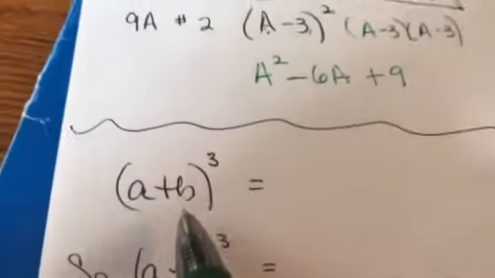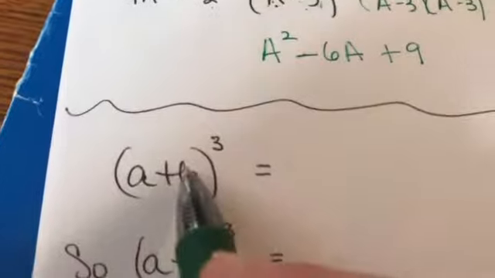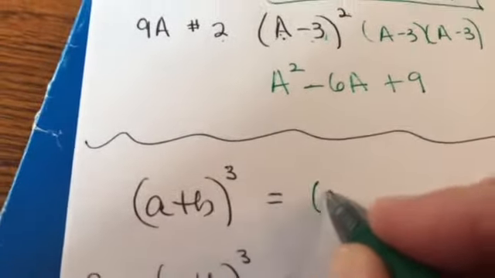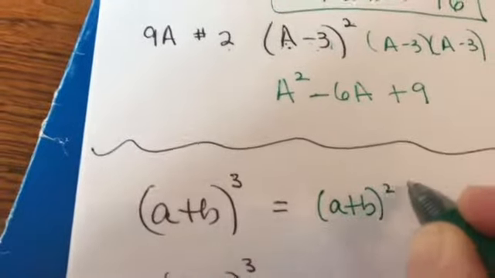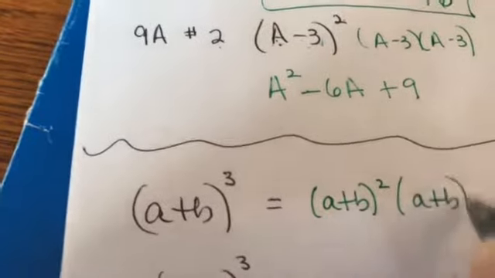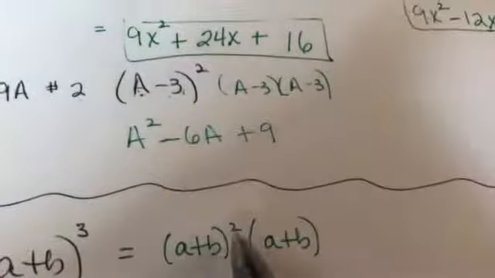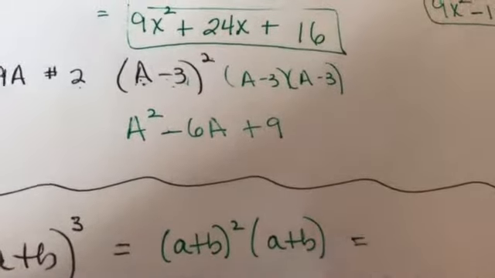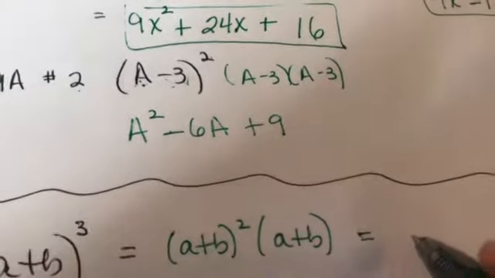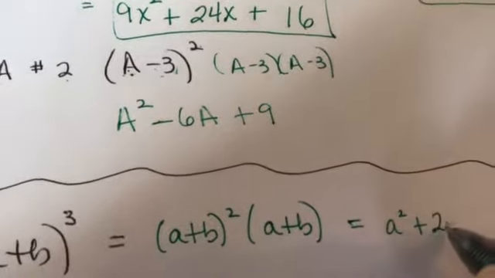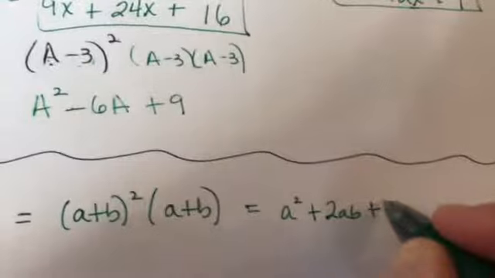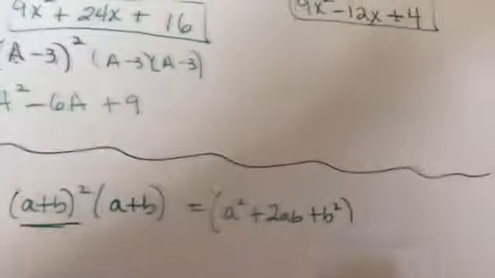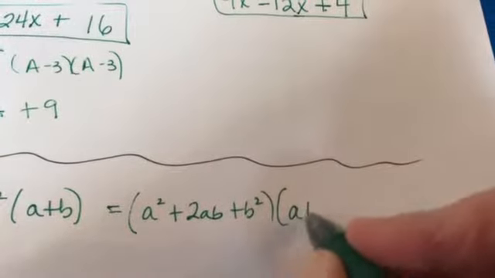All right, but what happens all of a sudden when you cube something? Different formula for this one. This one, remember, is the same thing as if you take a plus b squared times a plus b. So you can do it that way. You can square it, get that answer, and then multiply by a plus b. And we're going to do it that long way here first. Remember, this is going to be a squared plus 2ab plus b squared. I just found that. Now I have to multiply it times a plus b.